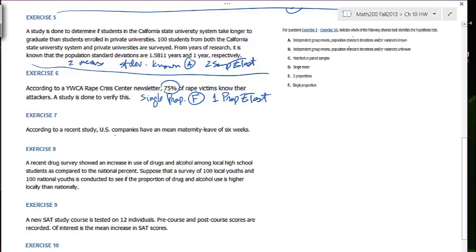Number 7, U.S. companies have a mean maternity leave of 6 weeks. So this is a single mean test. And no sign of standard deviation being known. Well, single mean test is just D, but we can go further and say that standard deviation is not known, so this is a t-test.